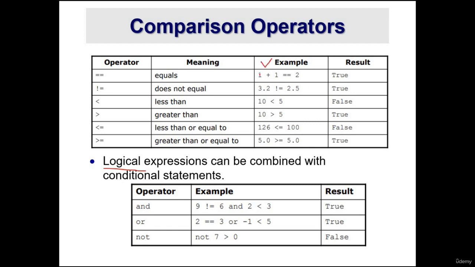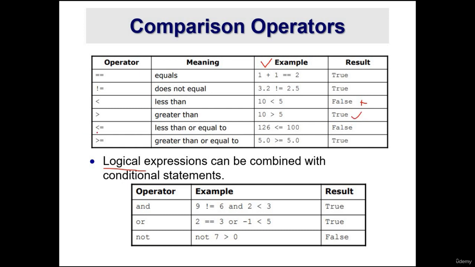So 1 plus 1 is equals to 2. In this way we are actually comparing the two values and the result is true. This operator is called not equal to or does not equal. So 3.2 does not equal 2.5, so the result is true. Then we have the less than sign, like 10 is less than 5, and the result is false. And then we have the greater than sign, like 10 is greater than 5, the result is true.